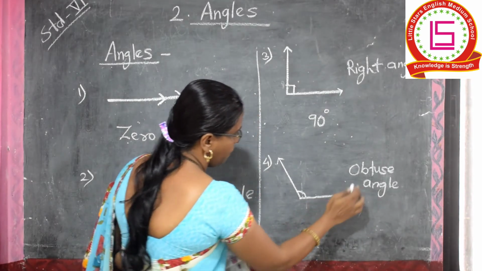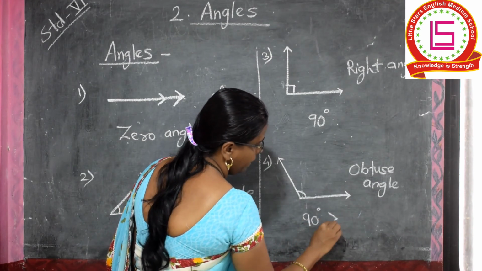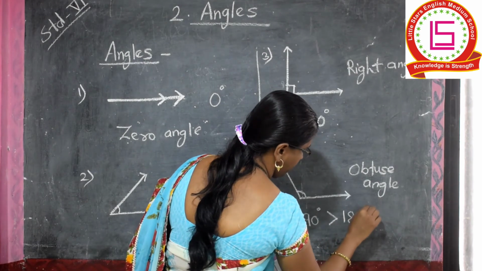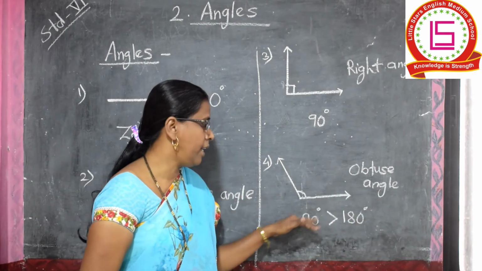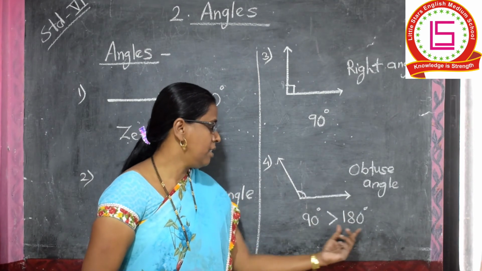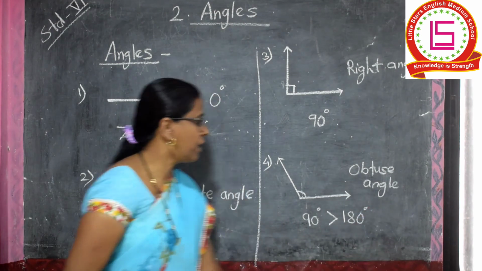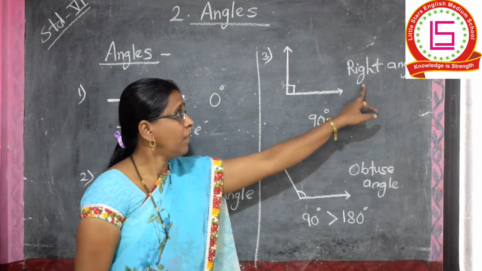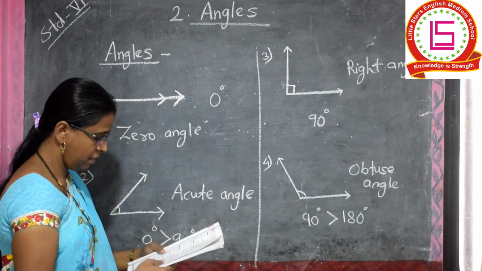And the measure of this obtuse angle is greater than 90 degrees and less than 180 degrees. In between this, the measure of the angle is called an obtuse angle. Okay, see here, first zero angle, then acute angle, right angle and obtuse angle. Then see the next picture.